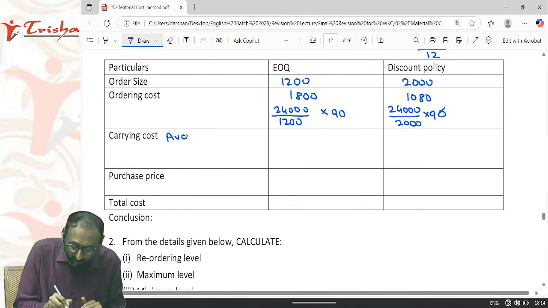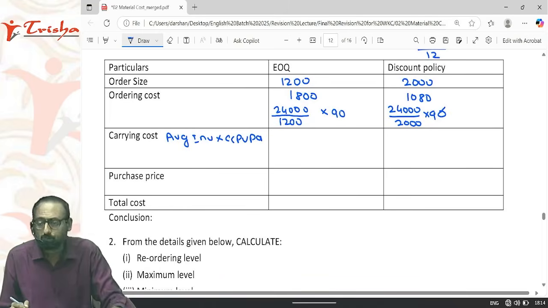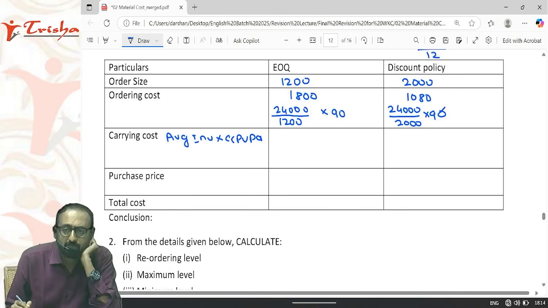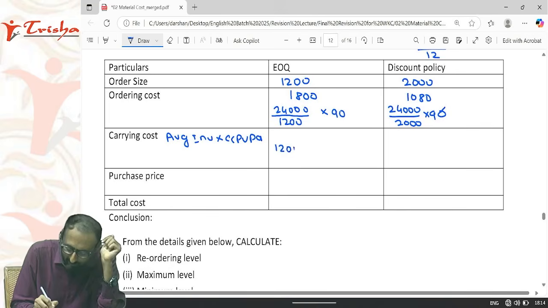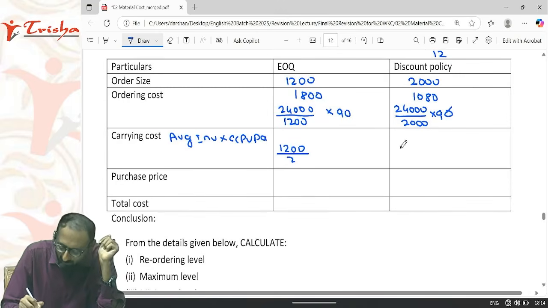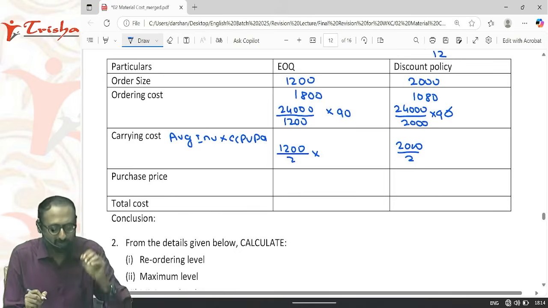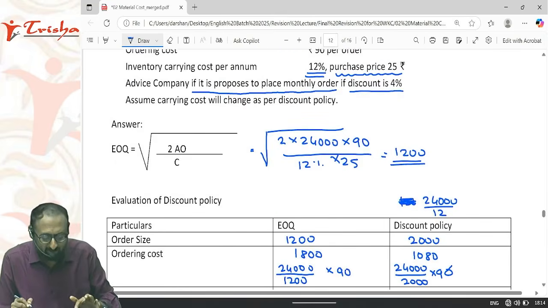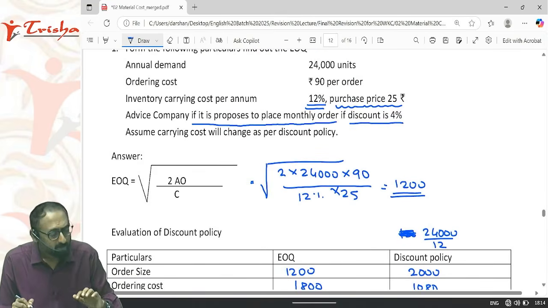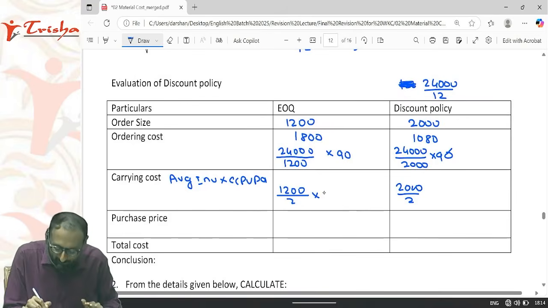Sirji, carrying cost is average inventory multiplied by carrying cost per unit per annum. Yes or no? So tell me how to calculate average inventory. Order size divided by 2. Order size is 1200 divided by 2. And in the next column, order size is 2000 divided by 2 multiplied by carrying cost. Sir, how much is the carrying cost given in the question? Read, Sirji. Is it 12%? 12% applicable on purchase price. So 12% multiplied by purchase price, which is 25.